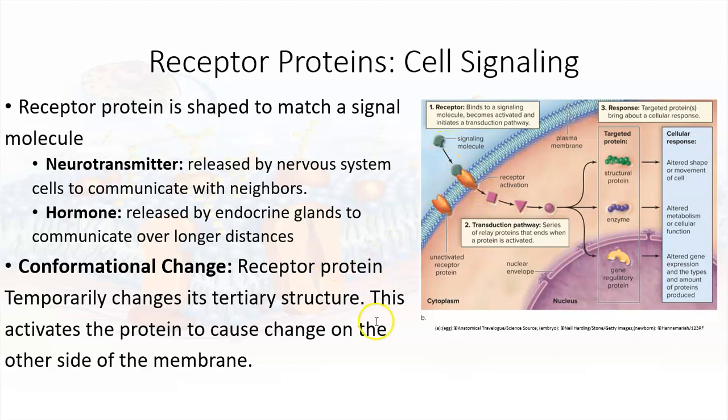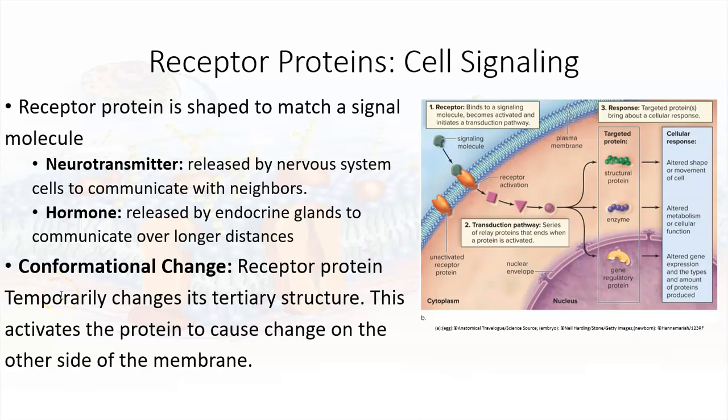Now, this brings us to a really important idea in proteins in general, and that is the idea of the conformational change. Notice that 'form.' That means that this changes in its shape. If something conforms to something, it matches its shape.